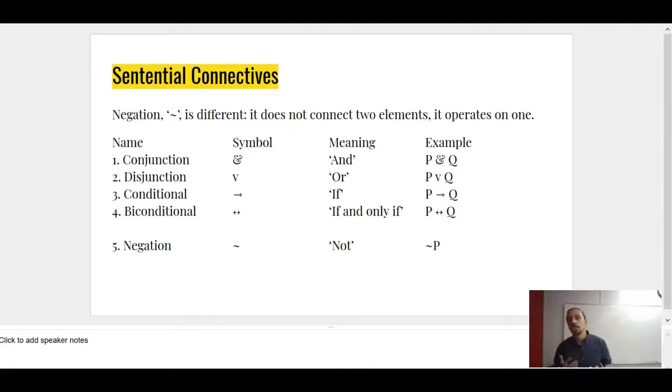It's different. It doesn't connect two elements. It will always operate on one element. So if we had the negation at the bottom there, we see it means not. It's a little tilde symbol. And we're going to put it in front of something like not the case that P is true. So again, we have and, or, if and only if, not. The first four are binary. They connect things together. The last one is not binary. It operates on something.